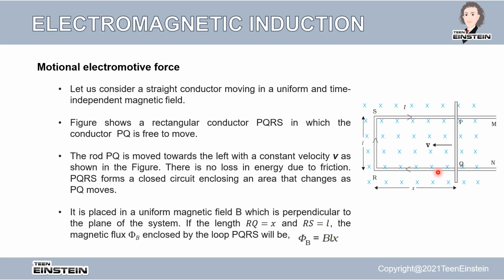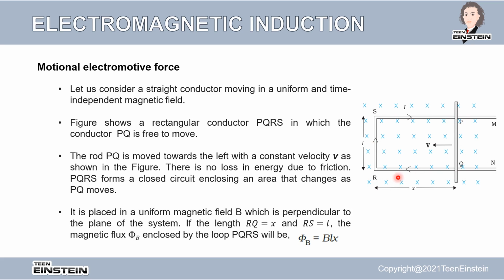Now let's consider a straight conductor moving in a uniform and time independent magnetic field. So this is a uniform magnetic field, and it's time independent, and there is a straight conductor moving. This figure shows a rectangular conductor PQRS in which the conductor PQ is free to move. So this PQ is free to slide across this. So this loop is stationary. If you look at this picture, it creates a loop PQRS. So this rectangular loop is produced, and along with it the current is moving.